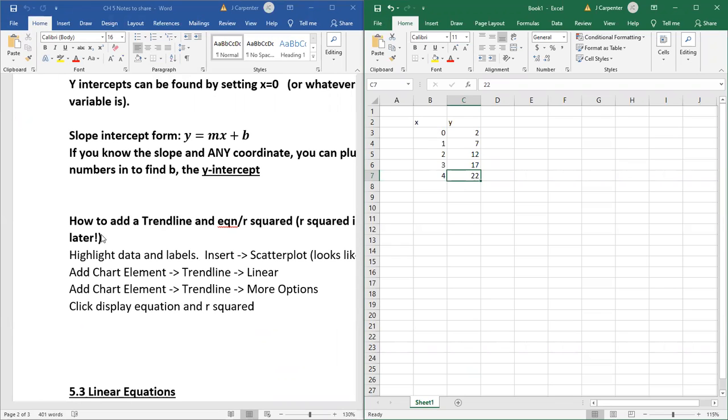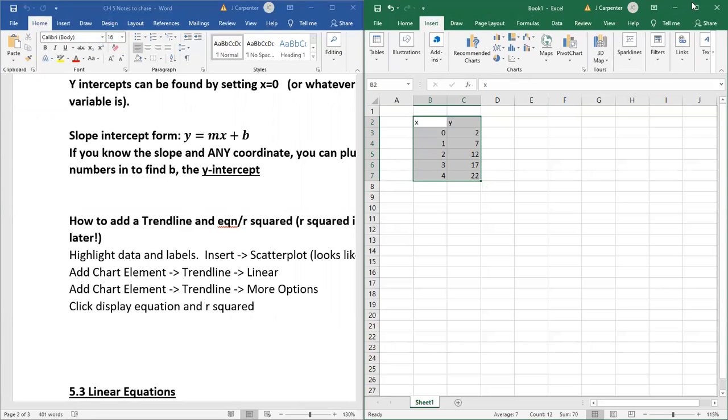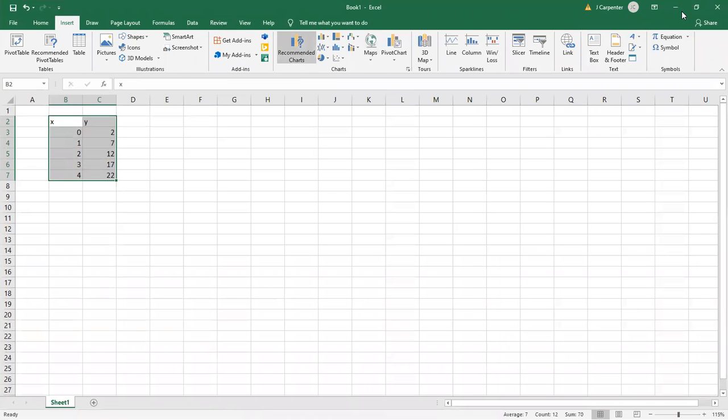All right, so highlight the data and the labels. So I just called them X and Y, apples and oranges, whatever. Insert scatter plot, so insert. And then let me just maximize this for a second so I can see it a little clearer. All right, which one's the scatter plot? It's the one that looks like dots. I pointed that out over there. So insert scatter plot. It's generally the top left one.